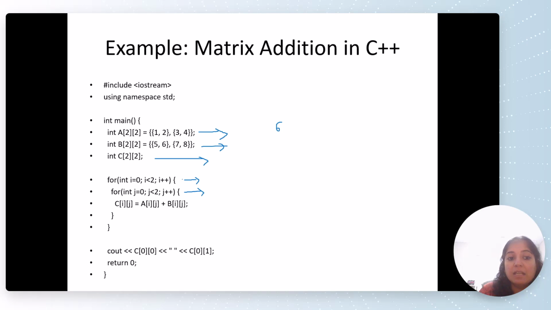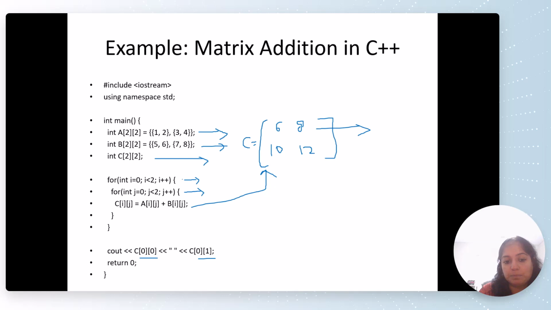that is 1 plus 5, 6. Then 2 plus 6, which is 8. Then 3 plus 7, 10. And 4 plus 8, 12. So matrix C will consist of these values. When we perform this addition, the matrix C will be this one. And if we output the values C[0][0], C[0][1], that is the first row, it should display 6 and 8.